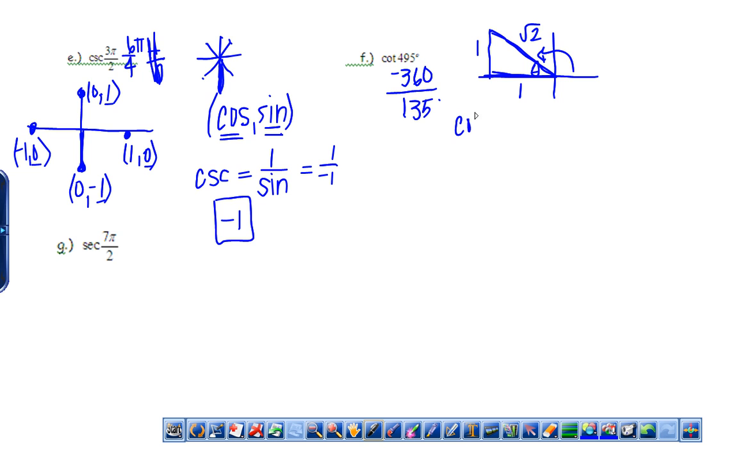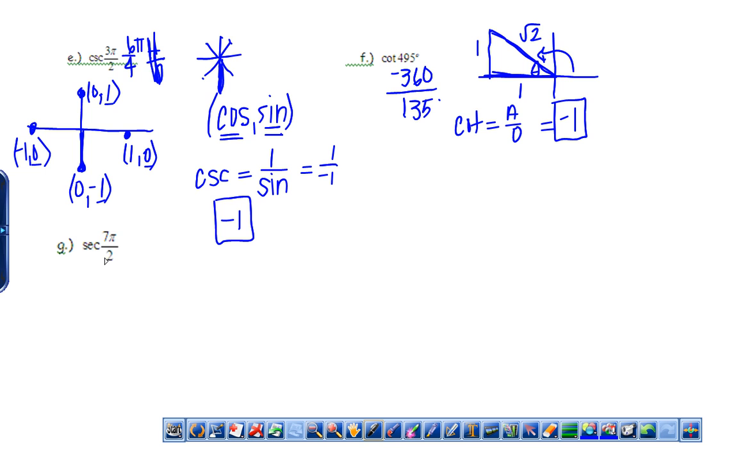Cotangent. Cotangent is equal to adjacent over opposite. So my adjacent side over opposite is going to be equal to 1. Checking to see if it needs to be negative. All students take calculus. It is negative.